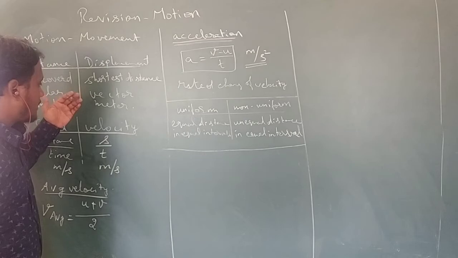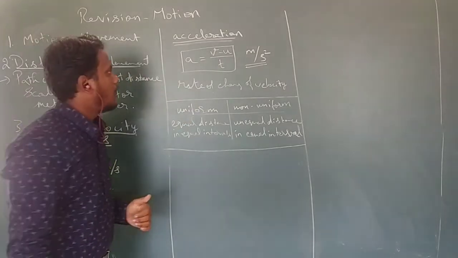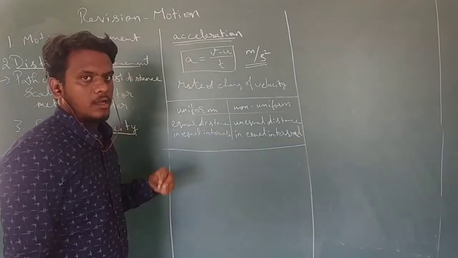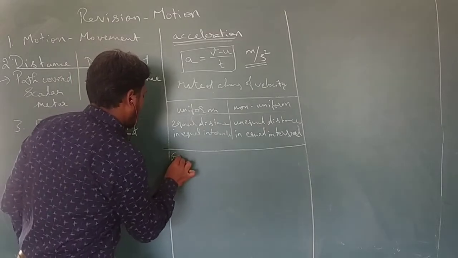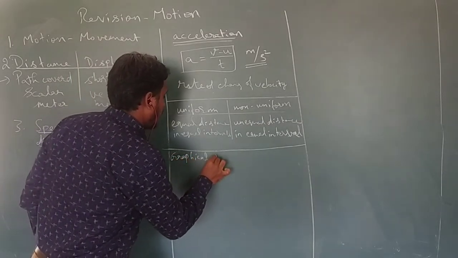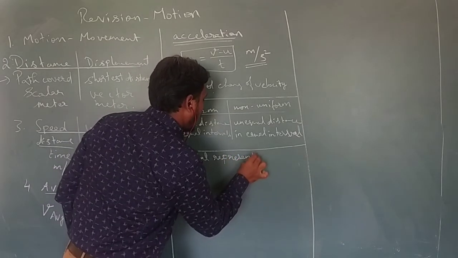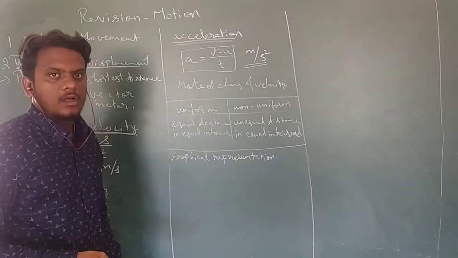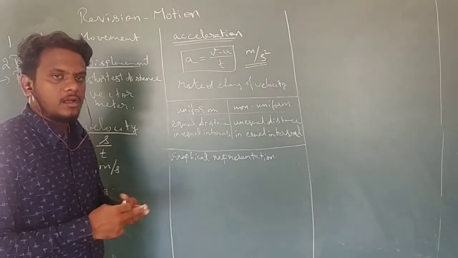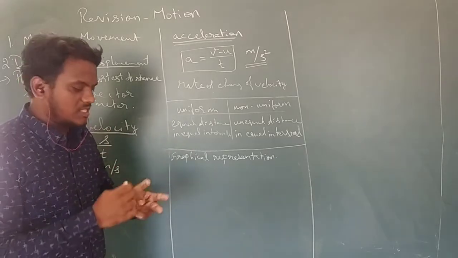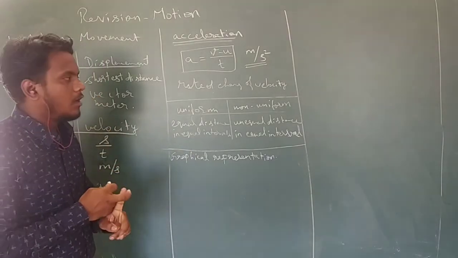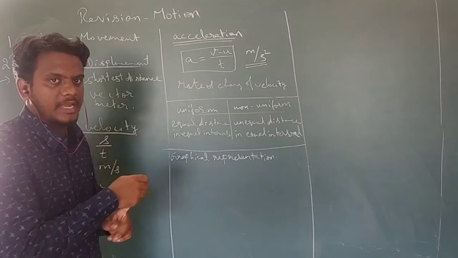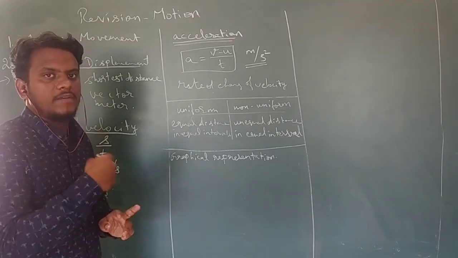Now we have seen the basic concepts of this lesson. Now we'll see how to represent all these topics in graphs. Graphical representation. We have mainly two types of graphs: distance time graph and speed time graph. This distance can be exchanged with displacement, either distance time graph or displacement time graph. Similarly, speed time graph or velocity time graph.